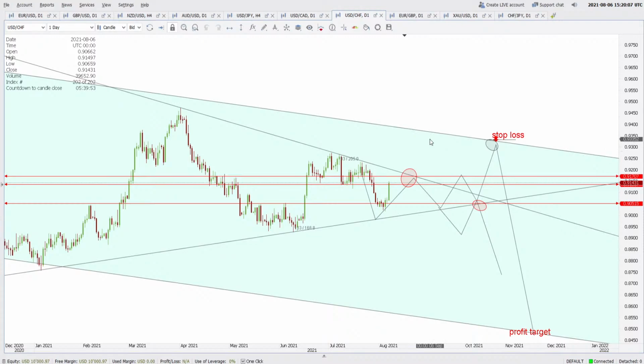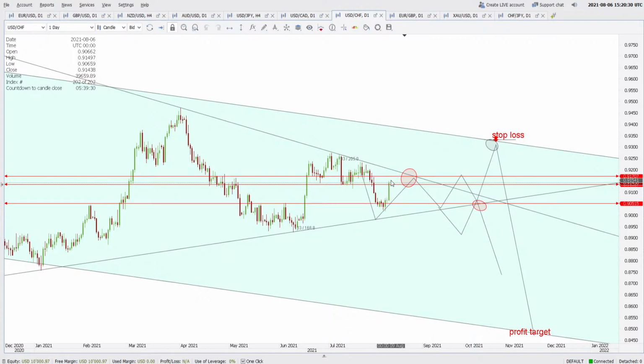We are looking for an area of interest where we can short USD CHF with a small stop loss, and we can target the bottom of the falling channel. I hope that makes some sense to you. Right now buying is not recommended at all. Selling also is not recommended because it is a Marubozu candle.